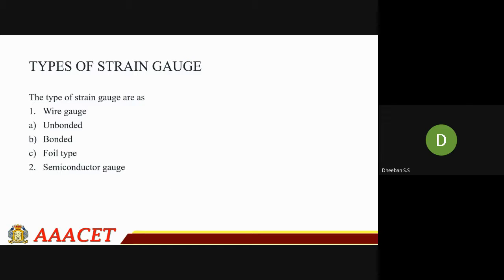Moving on, the types of strain gauge. The types are wire gauge, unbonded, bonded, foil type, and the second one is the semiconductor gauge.